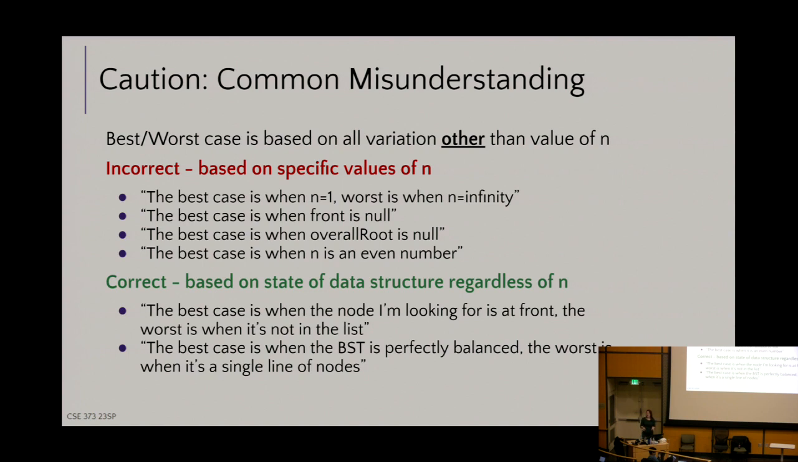Other really common misunderstandings of this are like, oh, well, what if front's pointing to null? That's a really effective and efficient way to tell, hey, there's nothing in it. Nope, we can't vary the number of n. Same thing with overall root points to null, or best case when n is an even number or is prime. That also doesn't work, because we need to always do our case analysis as n tends towards infinity. It's not about the count of n, it's about the values or the state of the data structure.